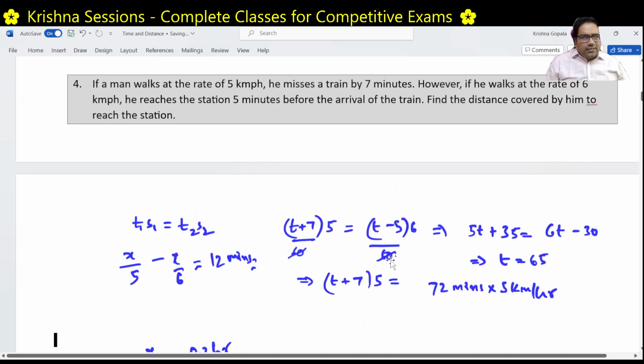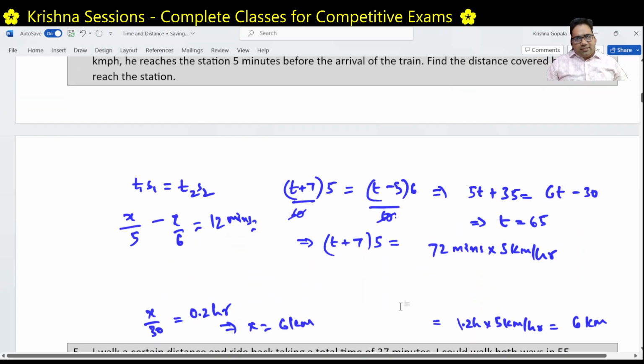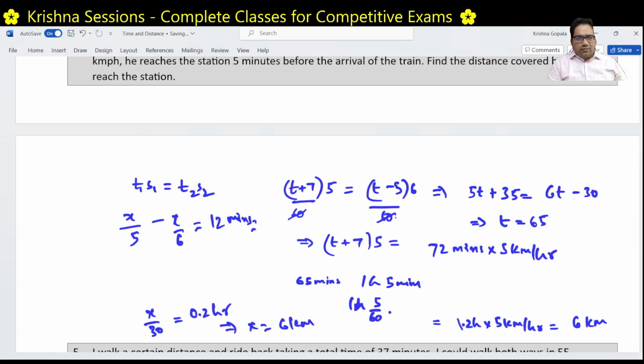So the distance between his location and the station is actually 6 kilometers. And to travel it, he's taking 65 minutes. That means, what is the speed? 65 minutes is equal to 1 hour 5 minutes, which is 1 and 5 by 60 hours, that is 13 by 12 hours. That is the time he is taking.